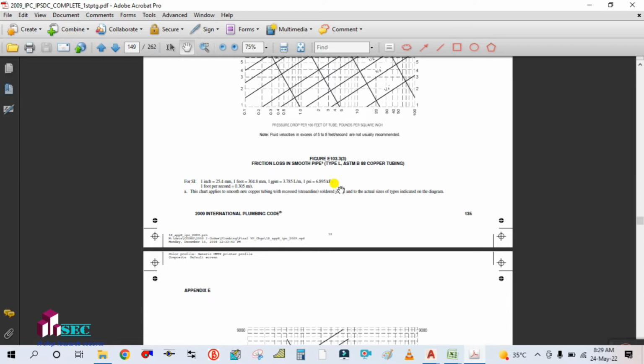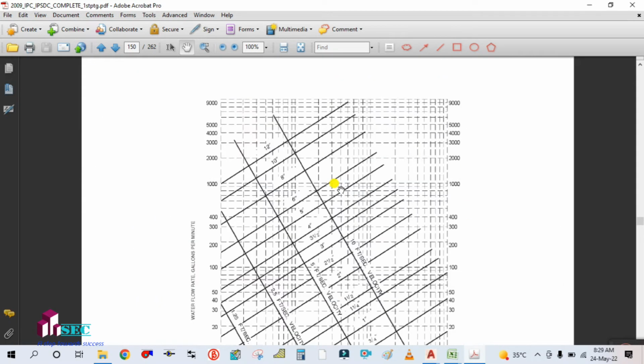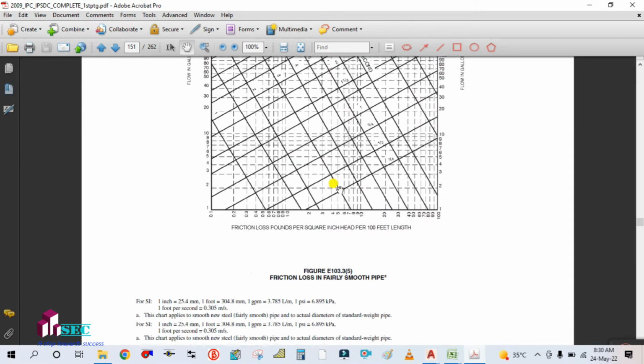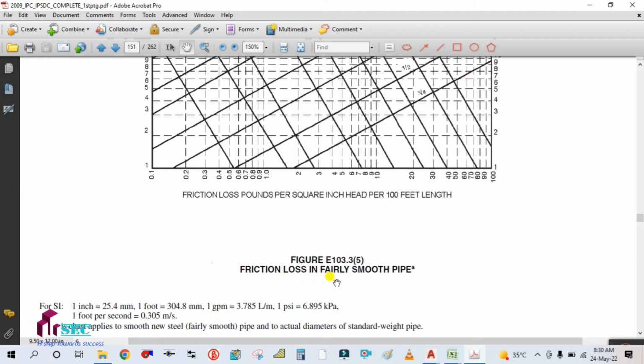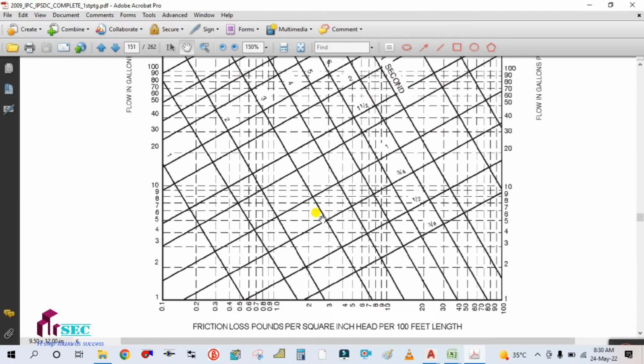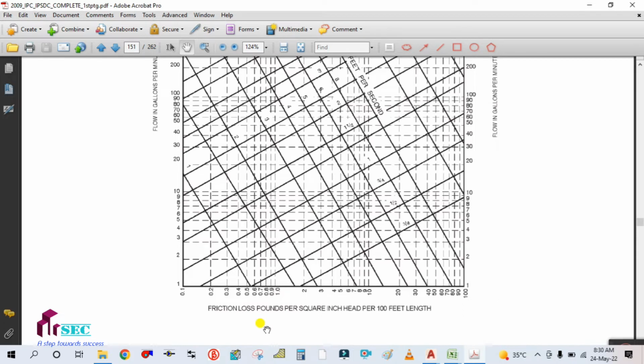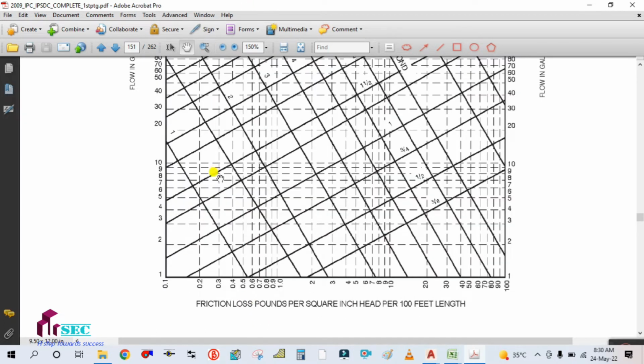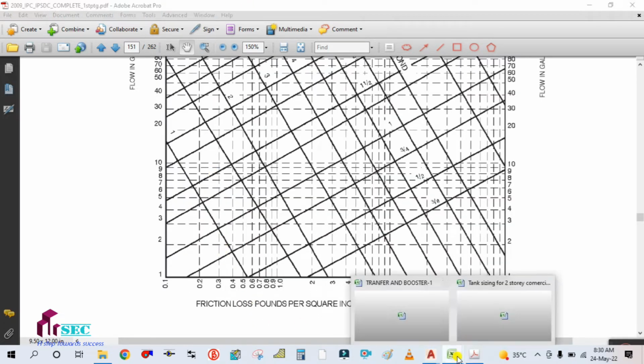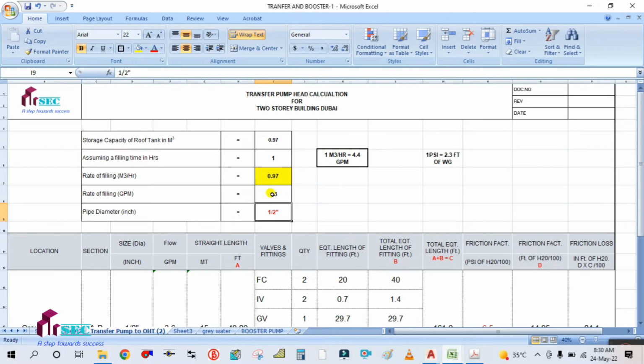Okay, so this is for the copper pipe, and our graph is here: friction loss in fairly smooth pipe. From this graph we have the velocity and we have the GPM. GPM is how much? 4.3 GPM and 4 fps.